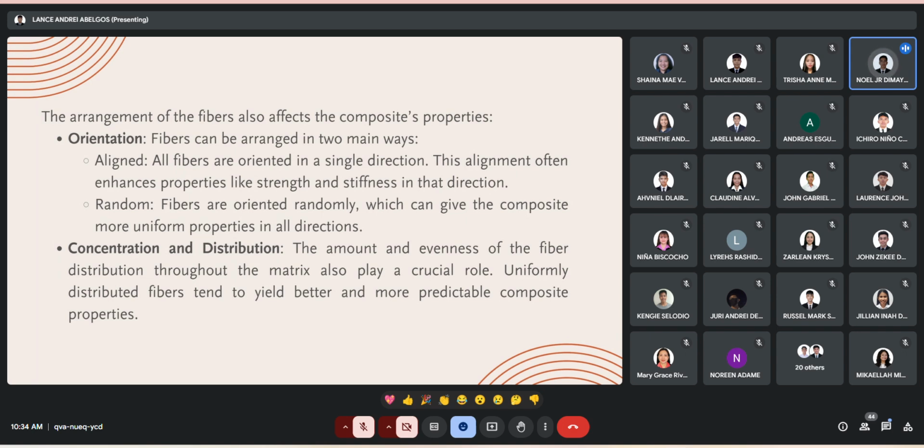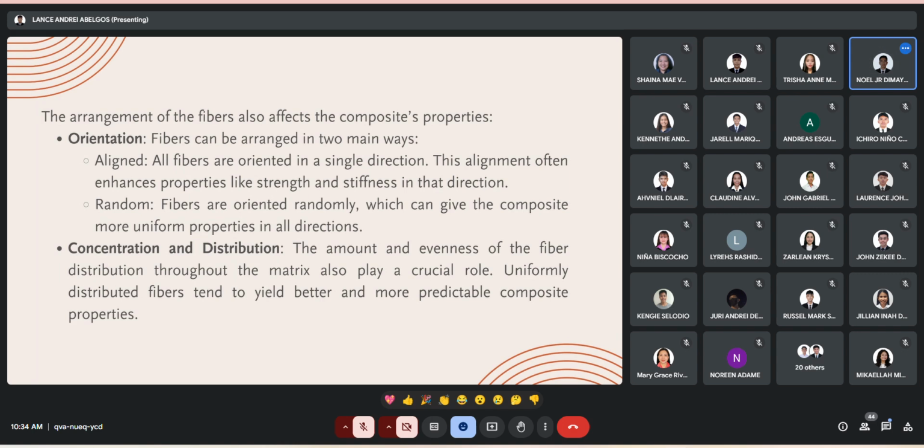And next is the concentration and distribution. The amount and evenness of fiber distribution throughout the matrix also play a crucial role. Uniformly distributed fibers tend to yield better and more predictable composite properties.